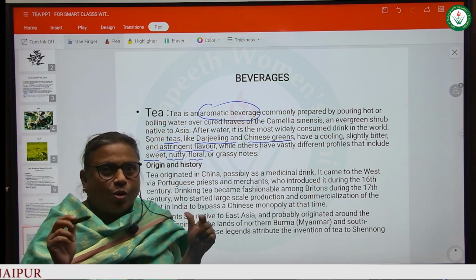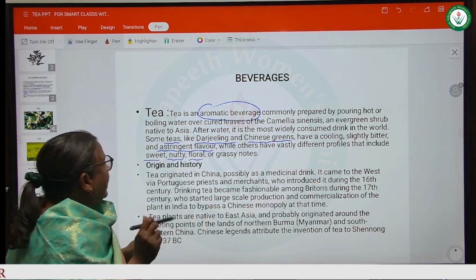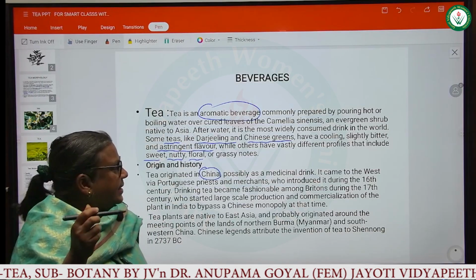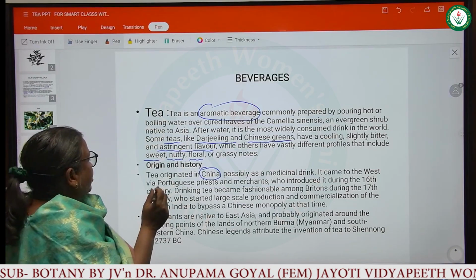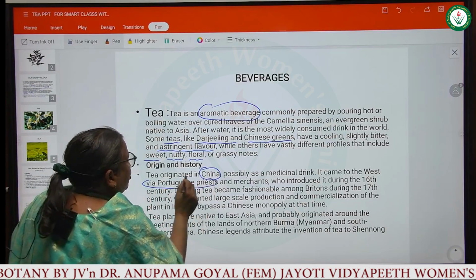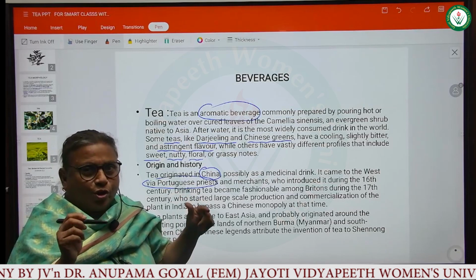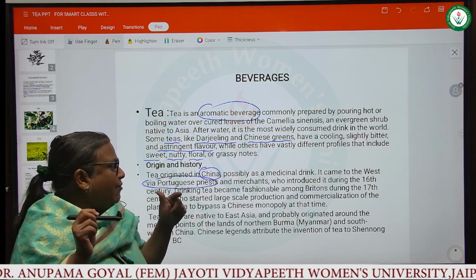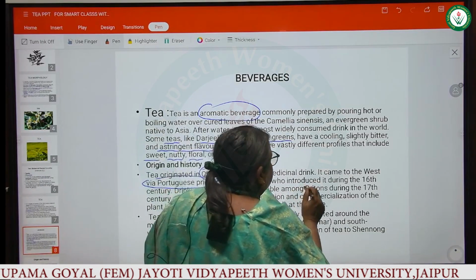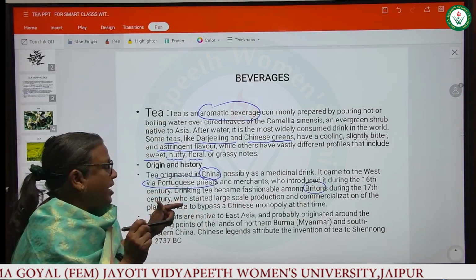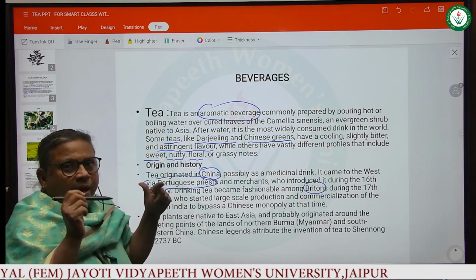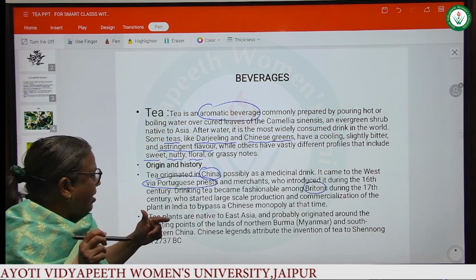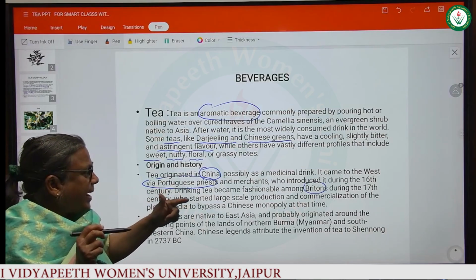Now I talk about the origin and history of tea. Tea originated in China, possibly as a medicinal drink. It came to the West by Portuguese priests and merchants who introduced it during the 16th century. Drinking tea became fashionable among the Britons during the 17th century, who started large-scale production and commercialization of the plant in India, to bypass a Chinese monopoly at that time.